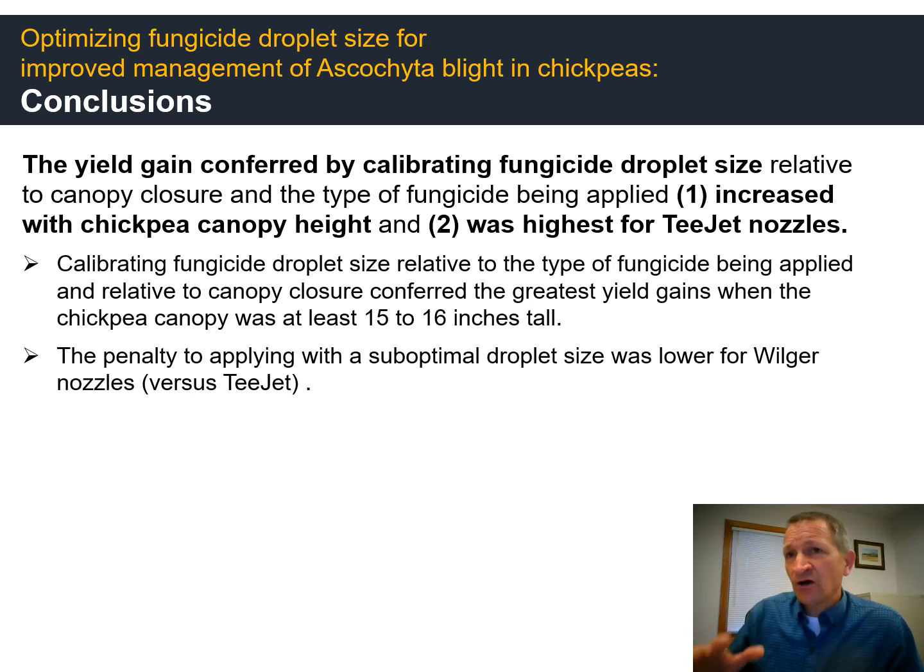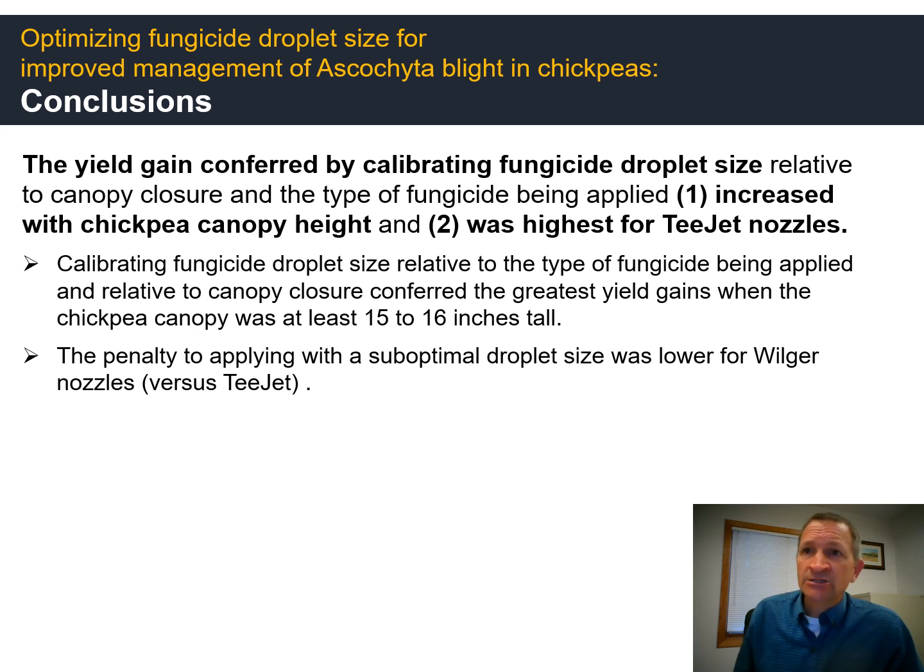So what we found on soybeans is that the penalty to getting your droplet size wrong was lower with Wilger than T-jet, but on both of them we could improve fungicide performance by getting our droplet size right. The other thing we saw in soybeans is that the droplet size optimum was different between the two nozzle manufacturers. Okay, and on soybeans at least, the droplet size optimum for Wilger was typically one step higher than T-jet. So if medium's optimized on T-jet, then coarse is optimized with Wilger.